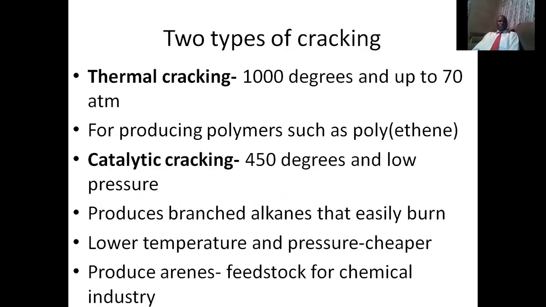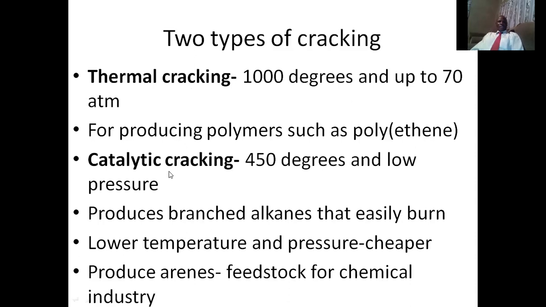And so there are 2 types of cracking methods. The first one is known as thermal cracking. Thermal cracking requires very high temperatures of up to 1000 degrees and up to about 70 atmospheric pressure. This is there to produce energy intensive products, for example, polyethylene plastic, which requires elevated temperatures up to about 1000. So that is the thermal cracking.